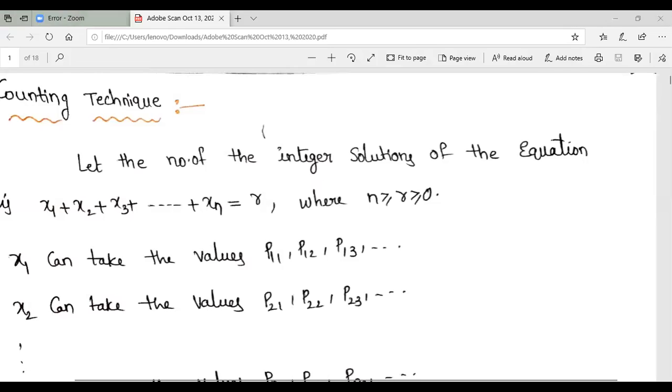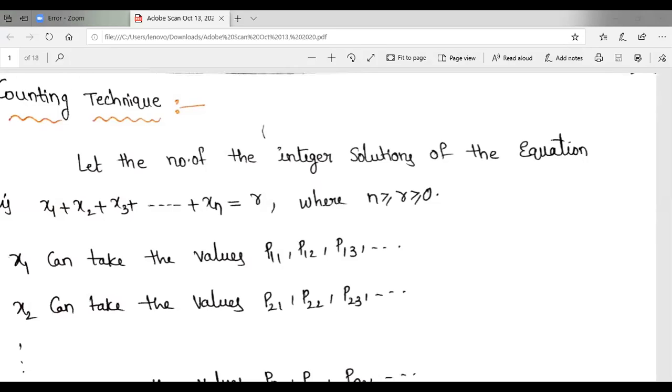In previous classes, we discussed what generating functions are. The basic general form of a generating function is g(x) = a0 + a1x + a2x² + and so on, up to a(n-1)x^(n-1), and in closed form it is the summation over r from 0 to infinity of a_r x^r.